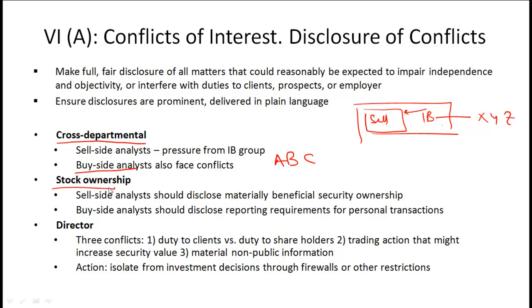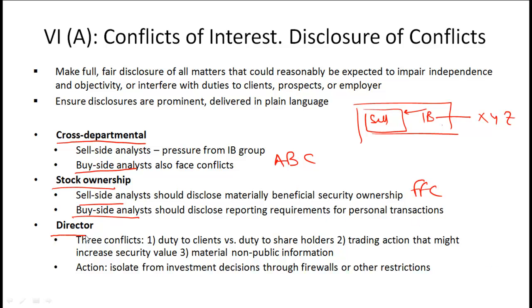Stock ownership has been mentioned before, but given the importance of this item, it needs to be re-emphasized. Sell-side analysts should disclose any materially beneficial security ownership. So if you have shares of FFC and you are also writing research reports on this company, clearly that needs to be disclosed. Buy-side analysts should disclose reporting requirements for personal transactions.